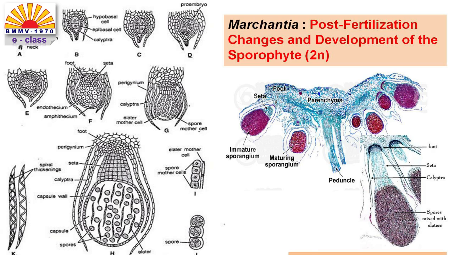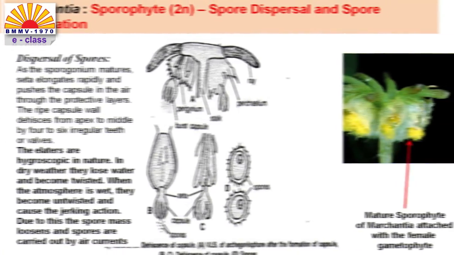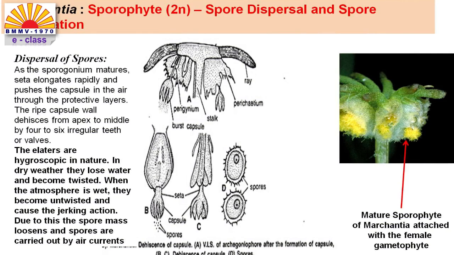On the right hand side of your screen, you can see the microscopic image of the section of Marchantia sporophyte. The section also shows a multicellular foot that is attached with the gametophyte, the elongated seta, and a capsule containing numerous spores and elaters. Now, how is spore dispersed by the sporophyte?